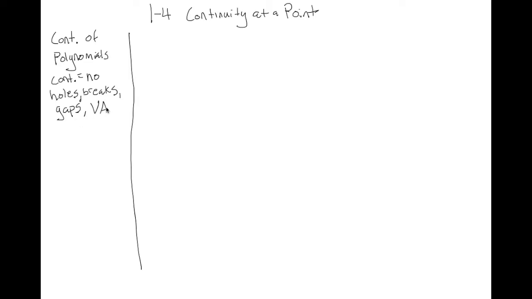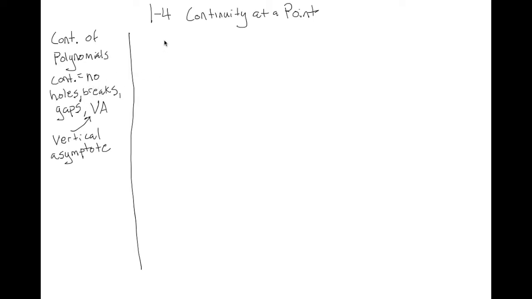I will write that out. I'm going to call it VA, and hopefully you'll remember that for the rest of the year. VA, this guy right there, is vertical asymptote. So all of these things cannot happen in order for it to be continuous.